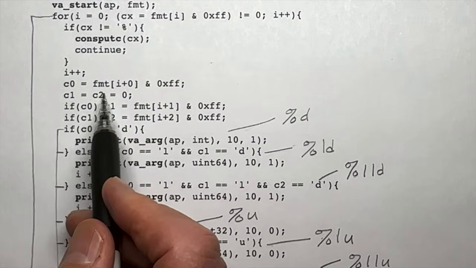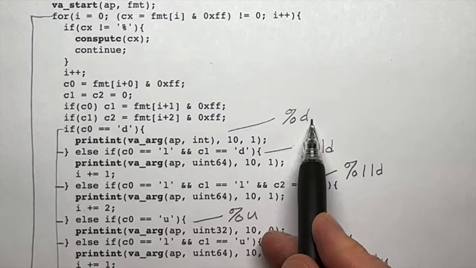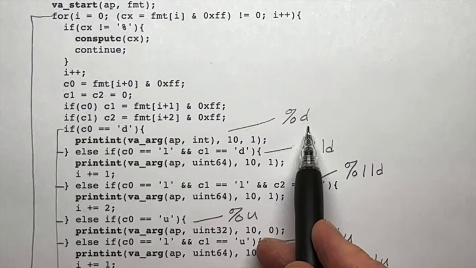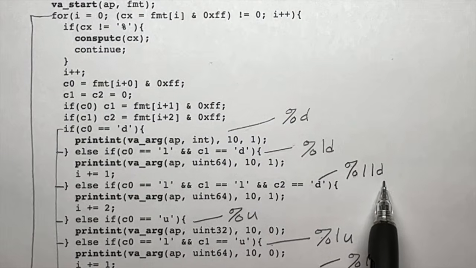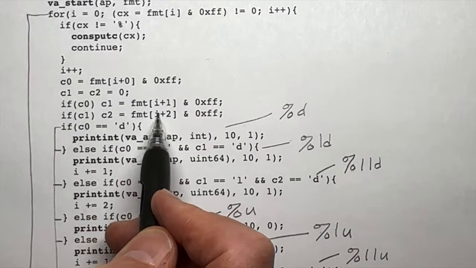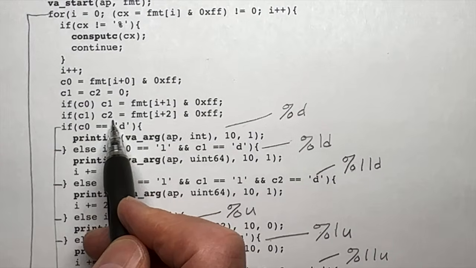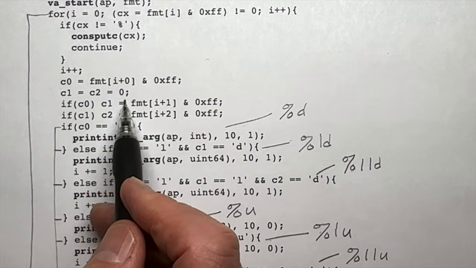For example, if the format code is %d, that would be the d. We could end up having 3 format characters following the percent, as in %lld. So we also grab the next 2 characters as well, putting them in C1 and C2. We need to deal with the possibility that the string might end prematurely and not even contain these bytes. And if that happens, we'll just set C0, C1, and C2 to the null character.